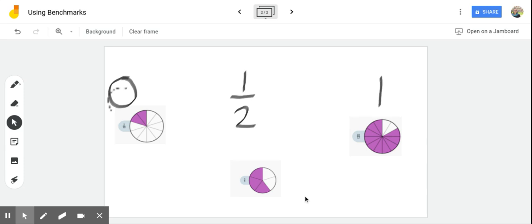It's not that close to 0, because I have 3 pieces shaded in out of 5 pieces. If I think about what would be 1/2, I know that 1/2 of 5 would be somewhere between 2 and 3. And I have 3 pieces, so I'm going to say 3/5 is pretty close to 1/2, because I can see half of this would be somewhere between 2 and 3 pieces.